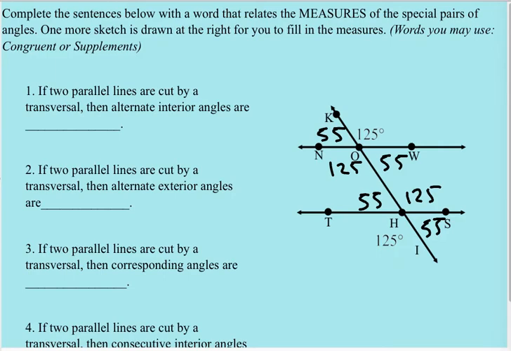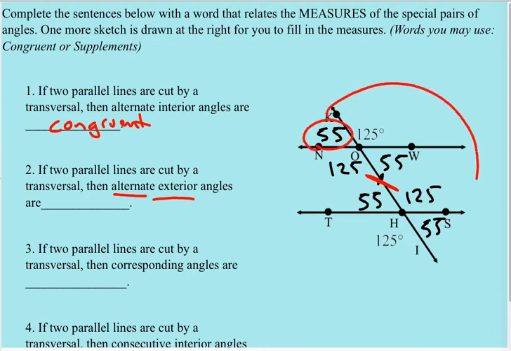So alternate interior angles, that's these two and these two. Well, they look congruent to me, so I'm going to go with congruent. So how about alternate exterior angles? Well, alternate exterior angles, like this one and this one. Those two look congruent too, so I'm going to go with congruent there too.